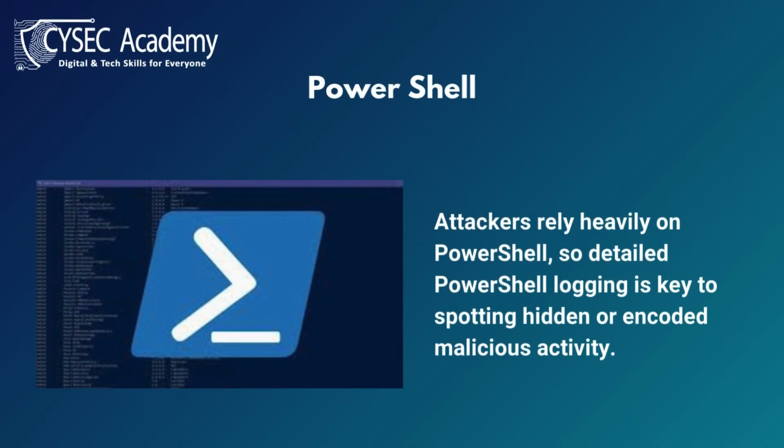PowerShell. PowerShell is a favorite tool for advanced attackers, because it lets them do everything from downloading payloads to running memory-level actions and setting up C2. They often hide their activity using encoded commands or hidden windows. The best way to catch this is through detailed PowerShell logging, which can reveal the full script even when it's obfuscated.